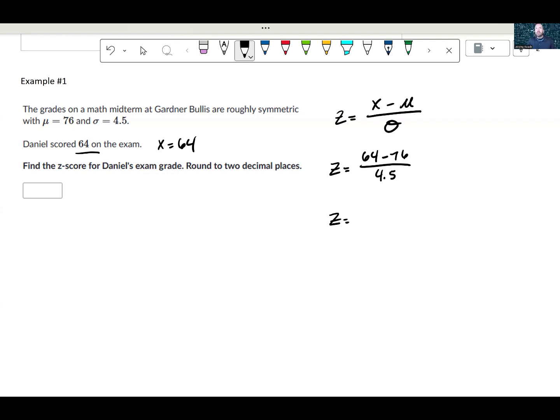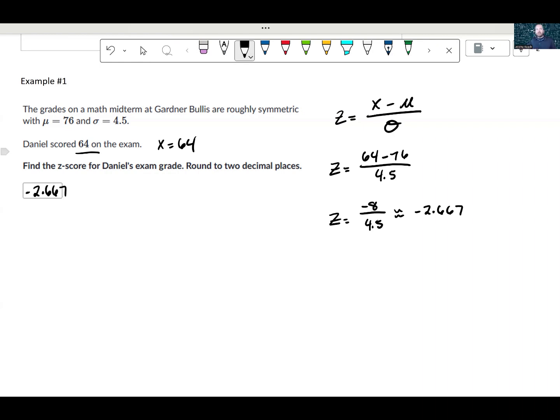So we have 64 minus 76 divided by 4.5. So it gets -8 over 4.5. Sure, I did that correctly here. 64 minus 76, over 4.5. Yeah, it gives us about -2.667. And that's all we need to find for these.